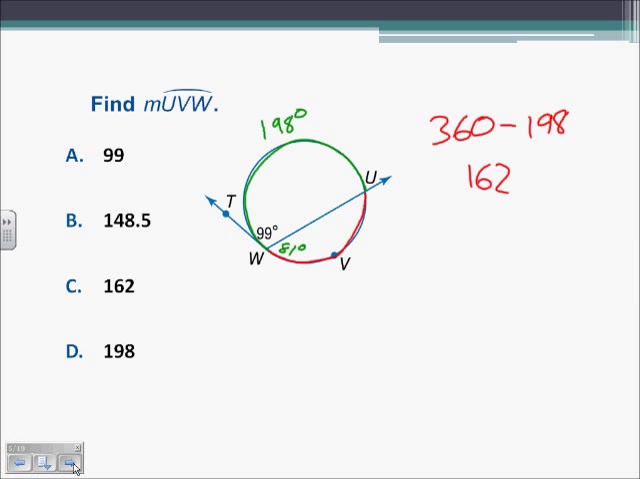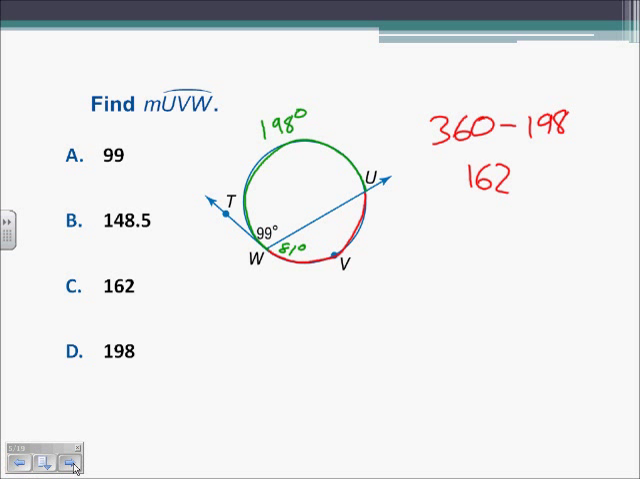Find the measure of angle UVW. We want UVW, which is our red arc. We know that the tangent and the chord are going to make a linear pair, so the other angle from that 99 is going to equal 81. So the arc we're looking for is going to be 2 times 81, which is going to be our 162.